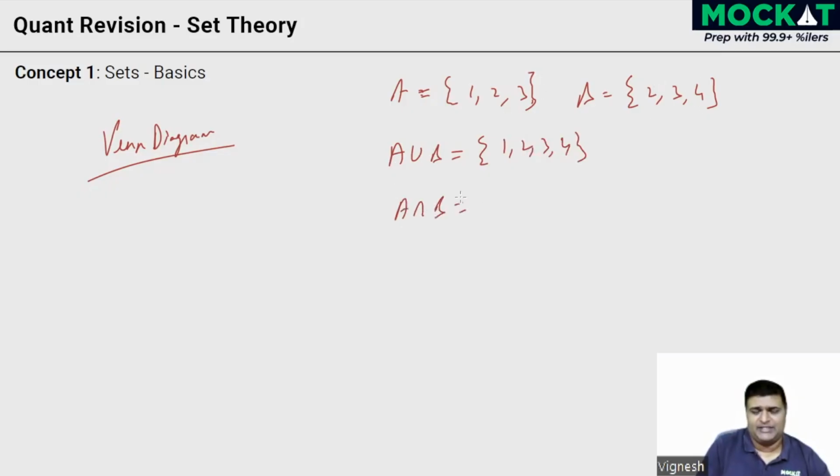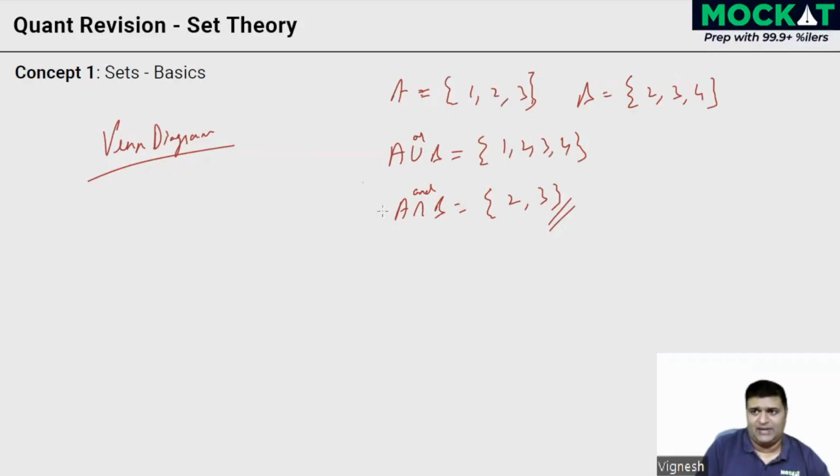A intersection B simply means it's present in A and B. What is present in A and B, both of them? Only the elements 2 and 3, right? Only the elements 2 and 3, that's common for both of them, and that's it, right? So these are union and intersection.